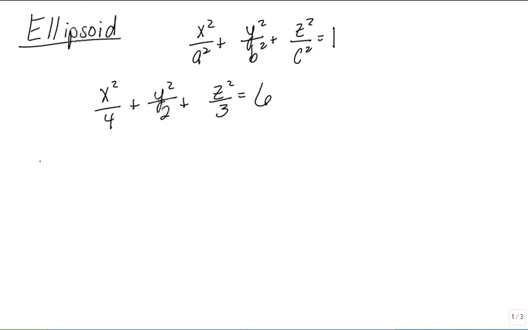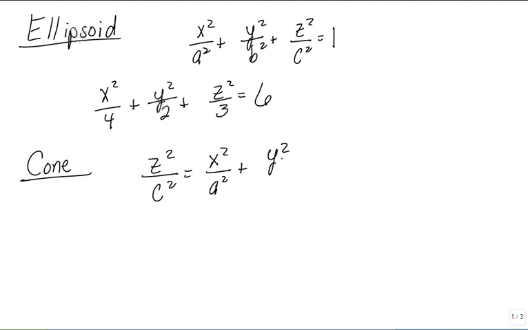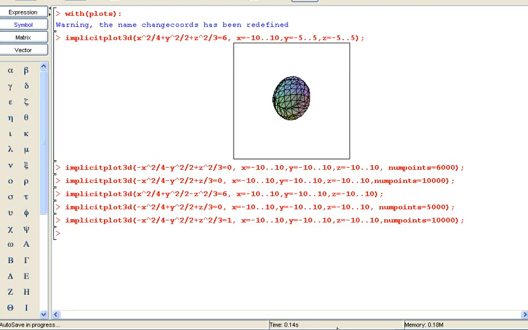Okay, the second one looks like z squared over c squared equals x squared over a squared plus y squared over b squared. And we call this a cone. So we're going to bring everything over to one side. We're going to do z squared over 3 minus x squared over 4 minus y squared over 2 equals 0. Let's look at that in Maple. That's this one.